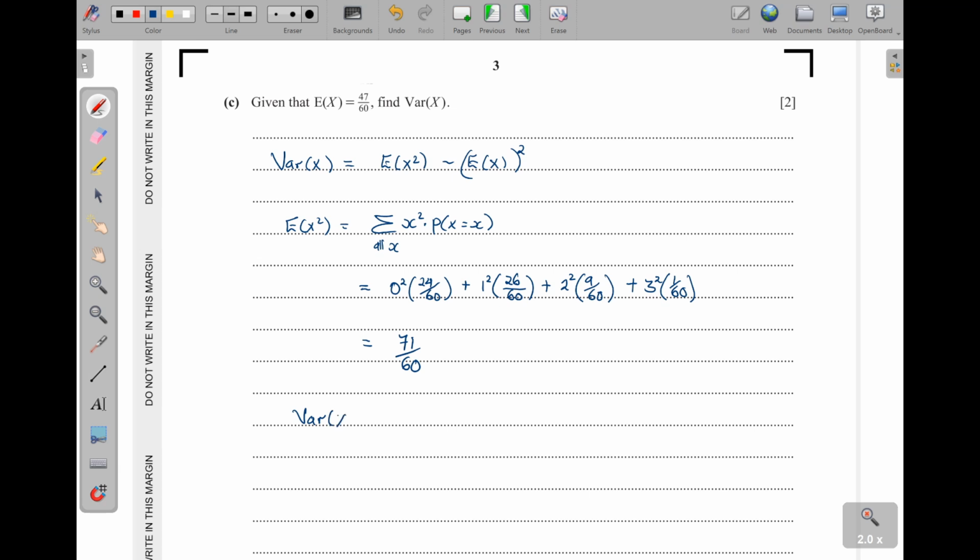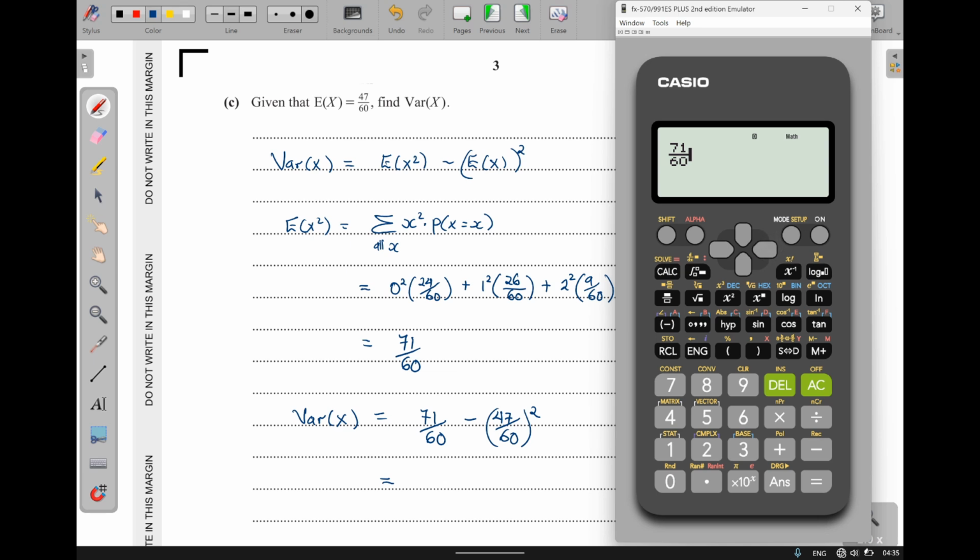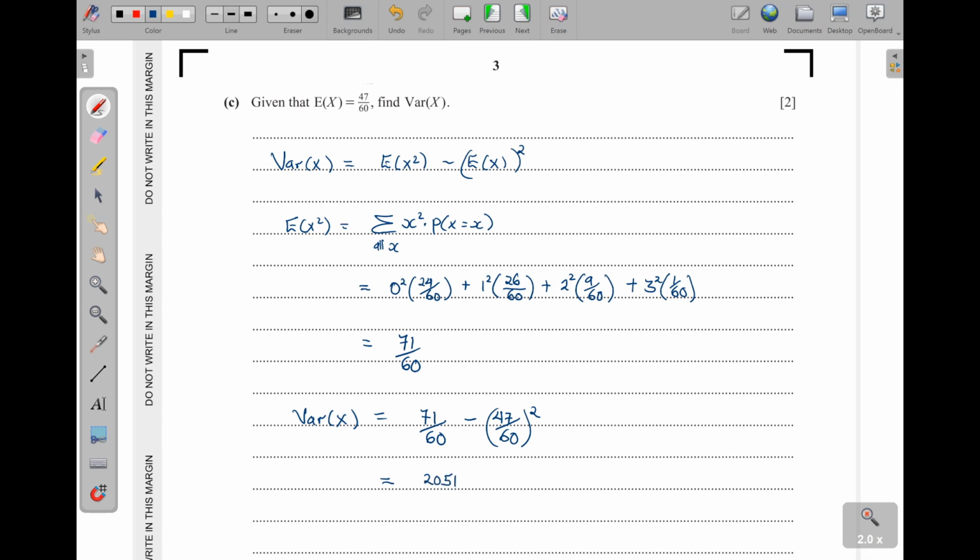So meaning the variance of x is going to be equal to that 71 over 60 then minus the 47 over 60, then squared. So putting everything in a calculator, what do we get here? 71 out of 60 minus 47 out of 60, then squared. So that is 2051 over 3600, which is 0.570 to 3 significant figures. So you can either write your answer as 2051 over 3600, or you can write it as a decimal to 3 significant figures. Whichever you want, that is that.